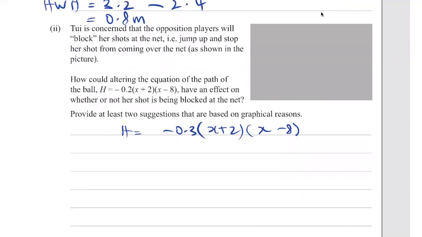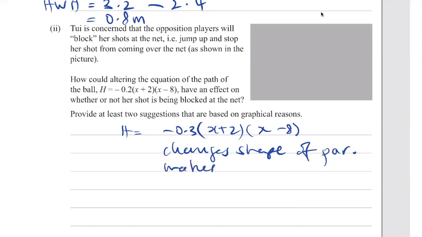And you could say something like that as well, so that actually changes the shape of the parabola to give a steeper parabola. Okay, so it changes the shape of the parabola and makes it steeper. It certainly makes it steeper at the bit we're interested in.